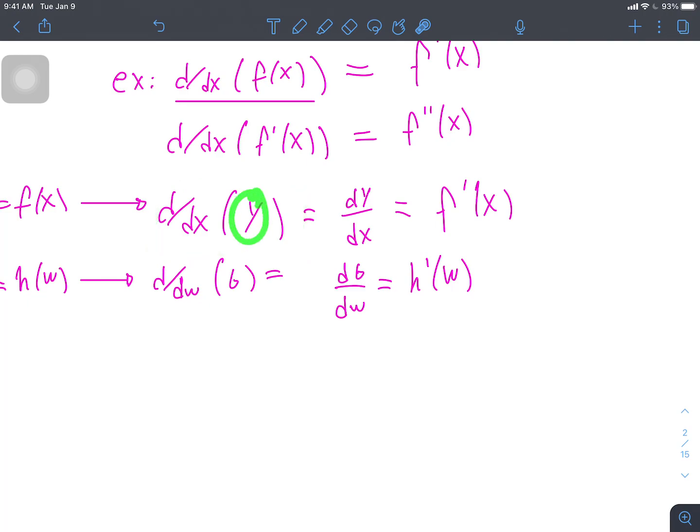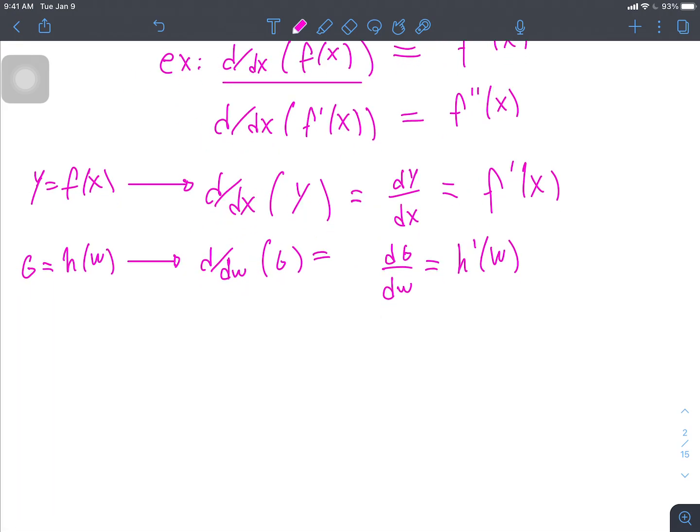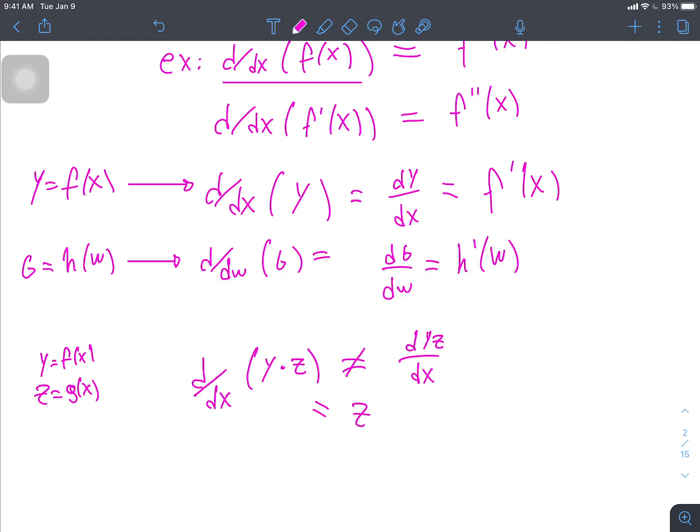So I'm taking y as the input in this operator, which is a little bit different than doing a straight multiplication. We'll see why in the next class. For example, if I have y equals f of x and z equals g of x, then if I try to take the derivative of y times z, it's not going to be equal to d(yz) over dx. It's actually going to be equal to z times dy/dx plus y times dz/dx.